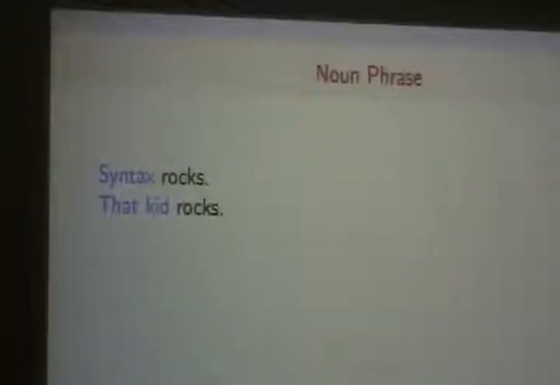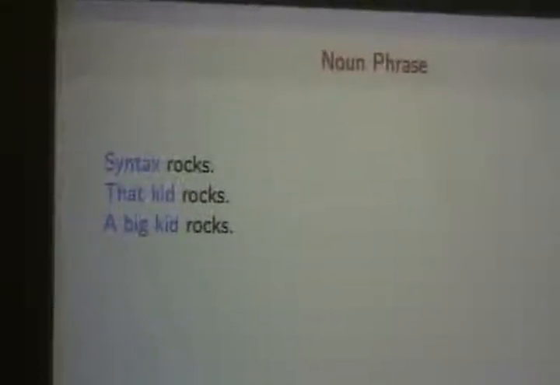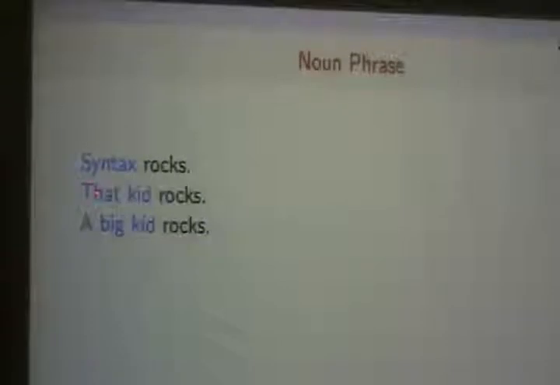I can take the noun part of this sentence and replace it with this string, "that kid," and I'll still get a grammatical sentence. "That" is a determiner, that's what that is, followed by a noun. Or I can take that first slot in a sentence and stick there not a noun or a determiner noun sequence, but a determiner, adjective, noun sequence. "Big" is the adjective. A big kid rocks, also grammatical.